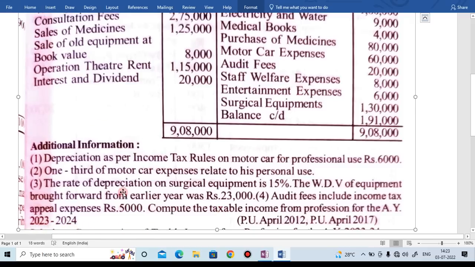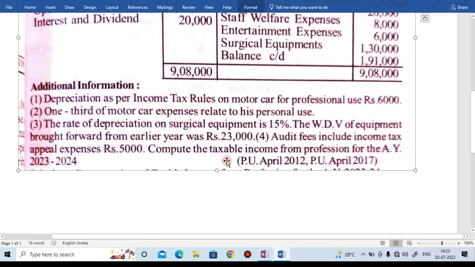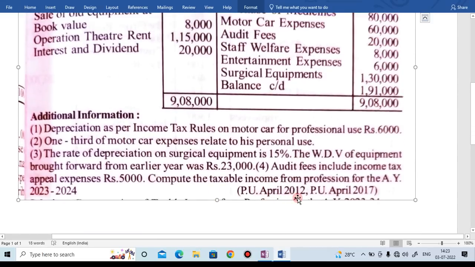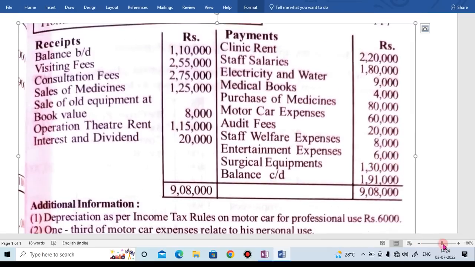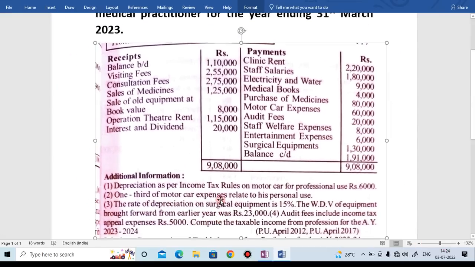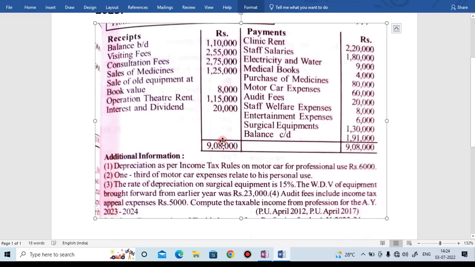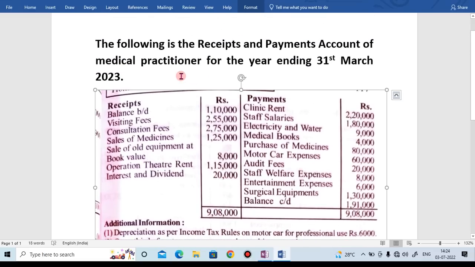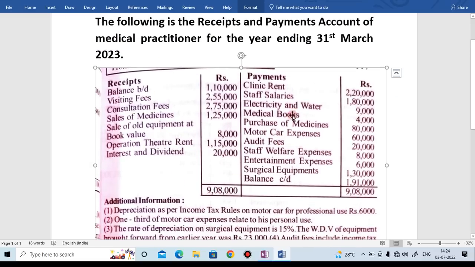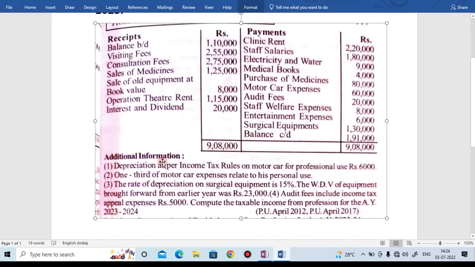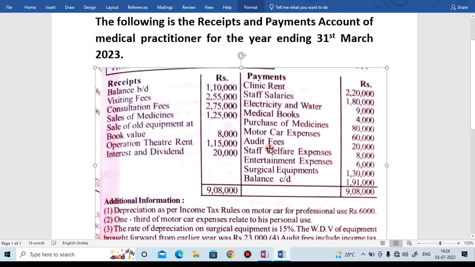So this example was asked in the university examination of April 2012 and April 2017. So this was the question. Now we have to compute the taxable income from profession for this medical practitioner. Receipts and payments are given, along with some additional information, like adjustments on motor car expenses and surgical equipment. Now how to solve this example?